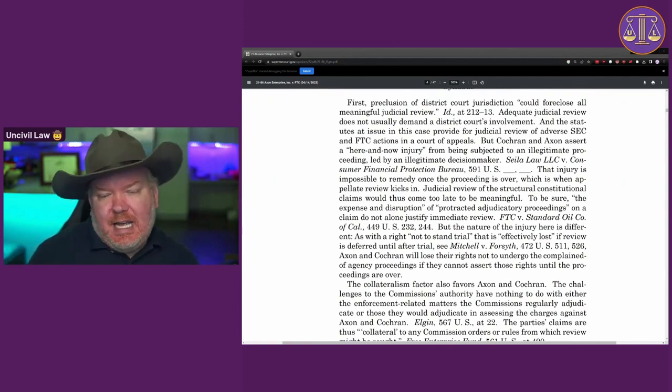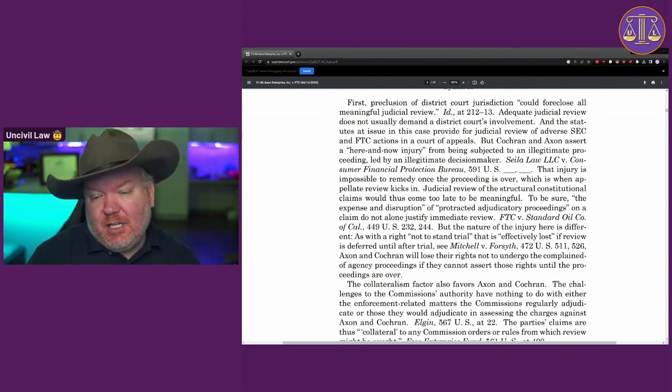Because their argument is like, wait a second, they're unconstitutional. And courts could review that, but the injury would have already happened. I would have been forced to go through the unconstitutional process. And so that can't be effectively reviewed. That injury would be impossible to remedy once the proceeding is over. Judicial review of the constitutional claims would thus come too late to be meaningful. To be sure, the expense and disruption of the proceedings do not alone justify immediate review, but the nature of the injury here is different.